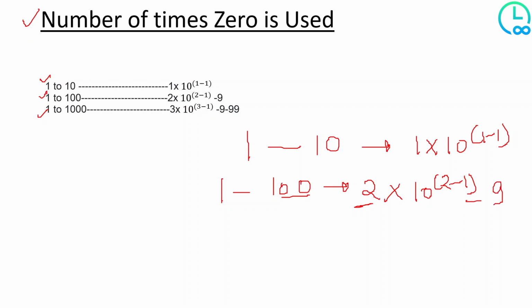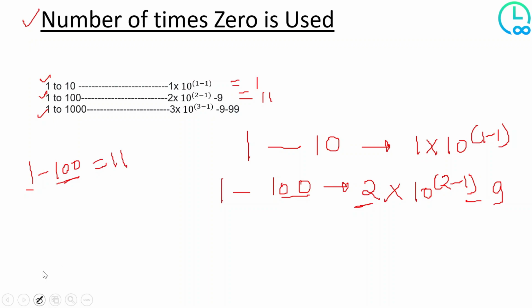Minus 9, not 99. This power will come as 1. So I will write 19. I hope this got clear. So this is 1, and the value of this will be 20 minus 9, that is 11. So if you write numbers from 1 to 100, 100 is included, 1 and 100 both are included here. So 11 times 0 will be used.